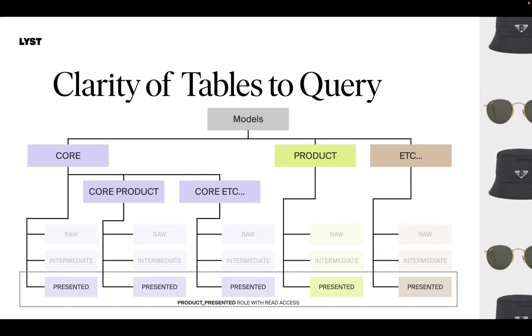So if a user wants to know what tables they should query and what tables are owned by analytics, they can use their presented role and then query any table in a core schema.